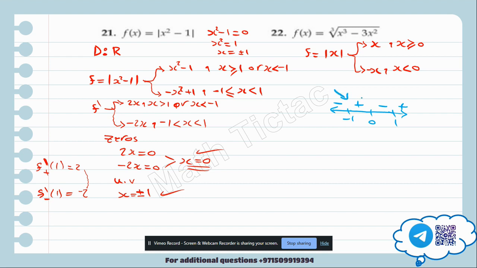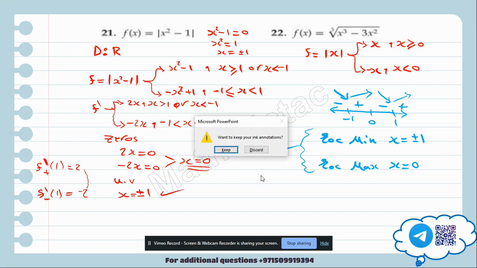So in here I have down, up, down, up. So that means I have a local minimum at x equal to minus 1 and positive 1, so positive and negative 1, and I have a local max at x equal to 0. That's it. This is the end of the question, or parts 2 and 3 in here.